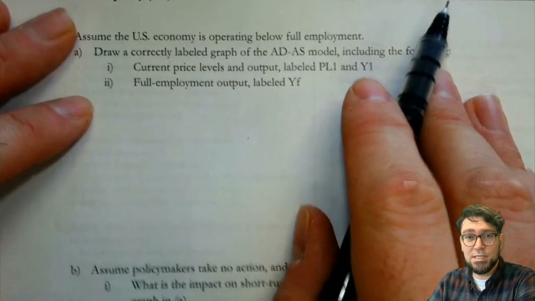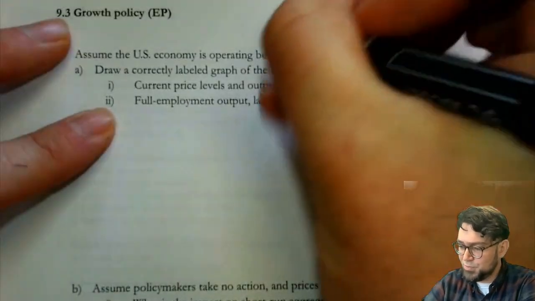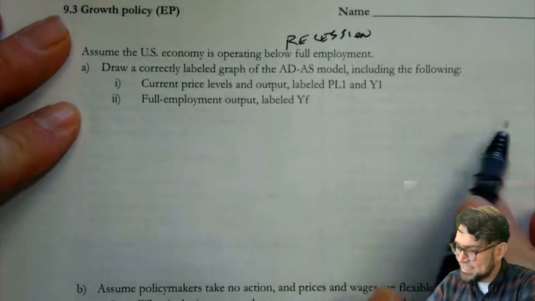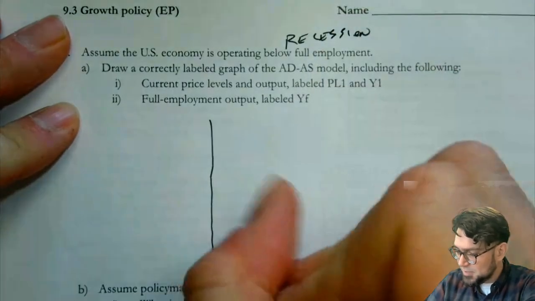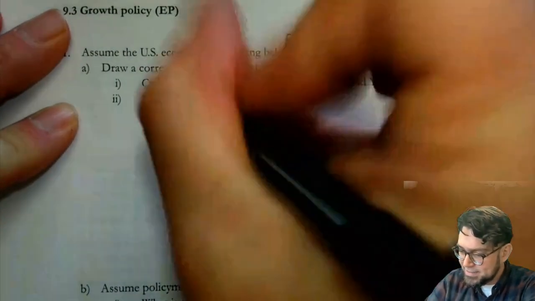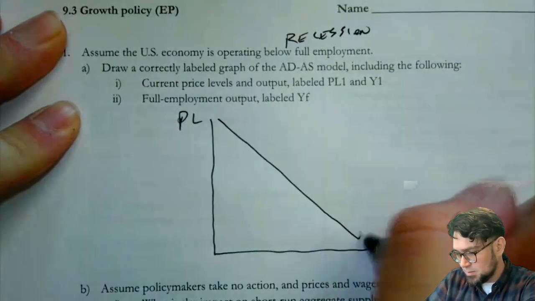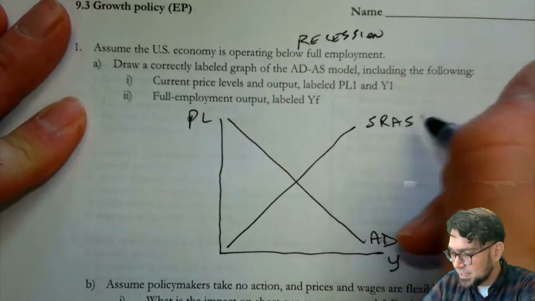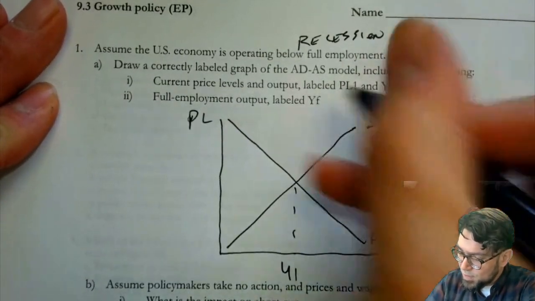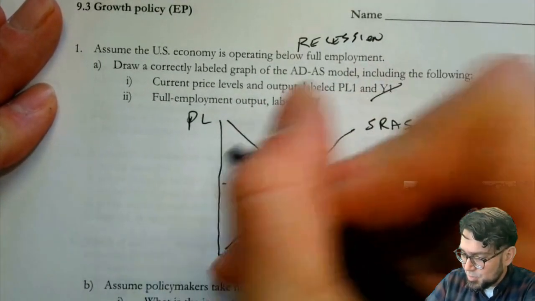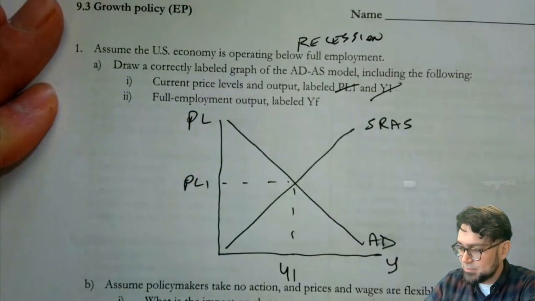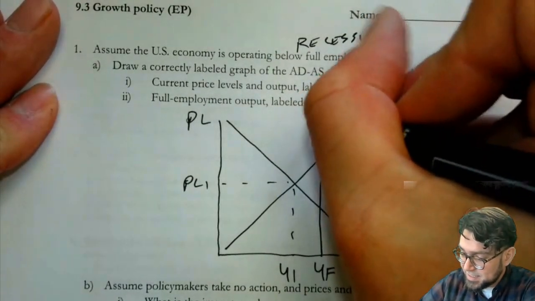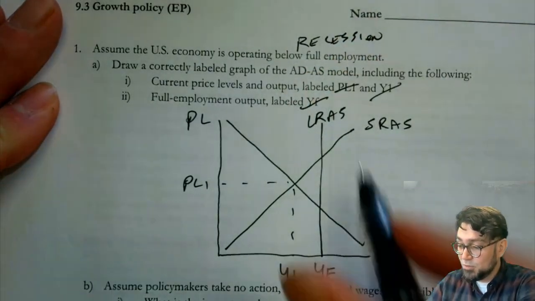So this first problem is just saying the US economy is below full employment, they're in a recession, and then it's going to ask us to draw first AD-AS and label all the following. So we're going to draw that. We have Y, price levels. We always start with AD and SRAS, and that tells us where we currently are. And that's going to be Y1, and it's going to be PL1. Now, we are in a recession, so we need an LRAS off to the right-hand side here to show that we are below full employment.